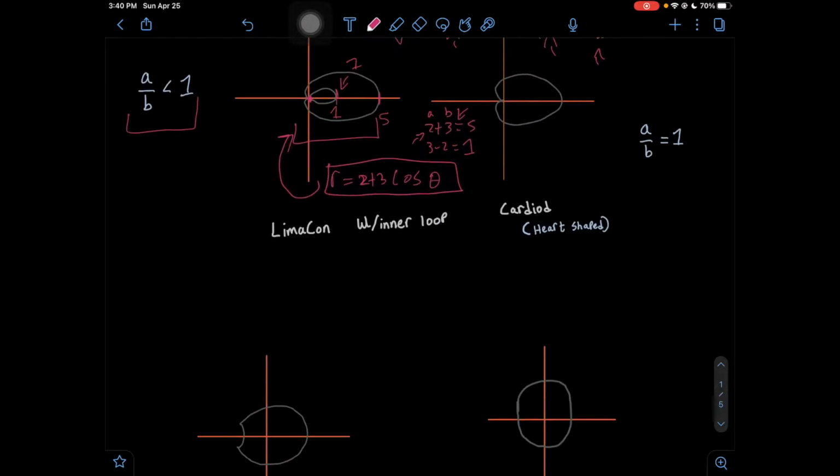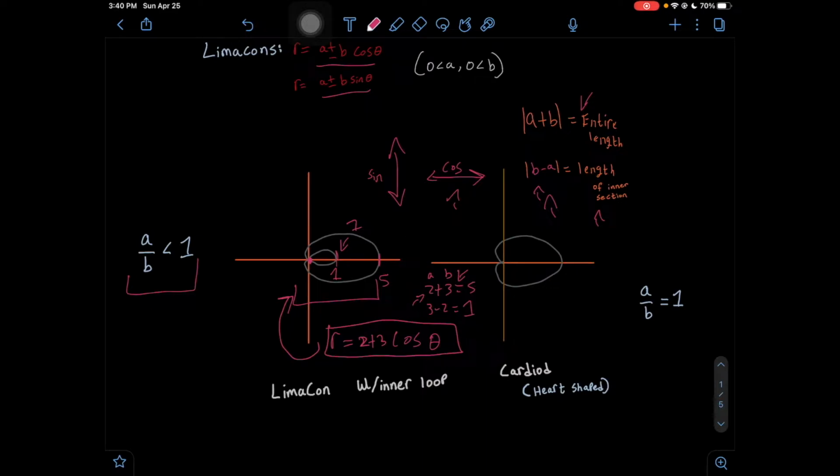Now let's go ahead and do a practice problem with our cardioid Limaçon. And for a cardioid Limaçon, it's always going to start at the origin. Well, the quotient of a and b equals 1, so we can see that it's going to be the same number. And we know that if its axis of symmetry is the x-axis, it's going to be a cosine. We can see that this one has an axis of symmetry of the x-axis, meaning that this is going to be a cosine Limaçon. So we have r equals something plus or minus something cosine of theta. And now we need to find a and b.